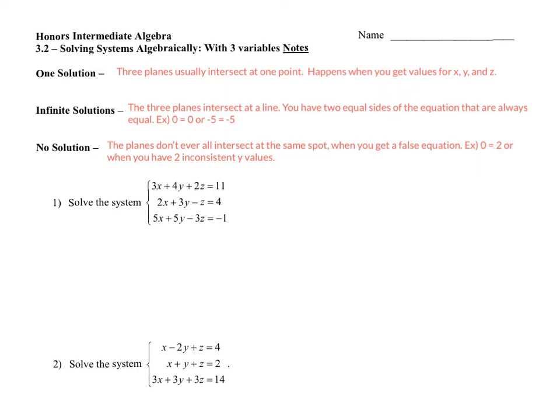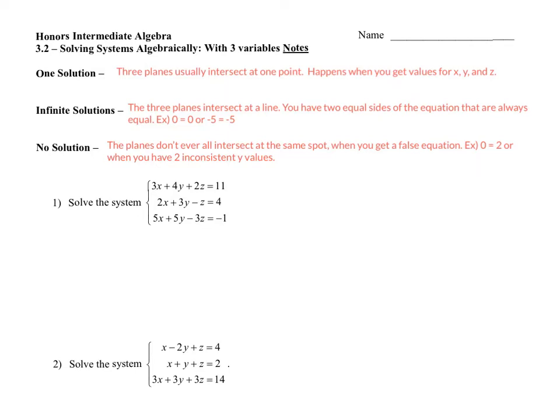To get infinite solutions, this is where all three planes intersect at a line rather than at one point. You have two equal sides of the equation that are always equal, such as 0 equals 0 or -5 equals -5.